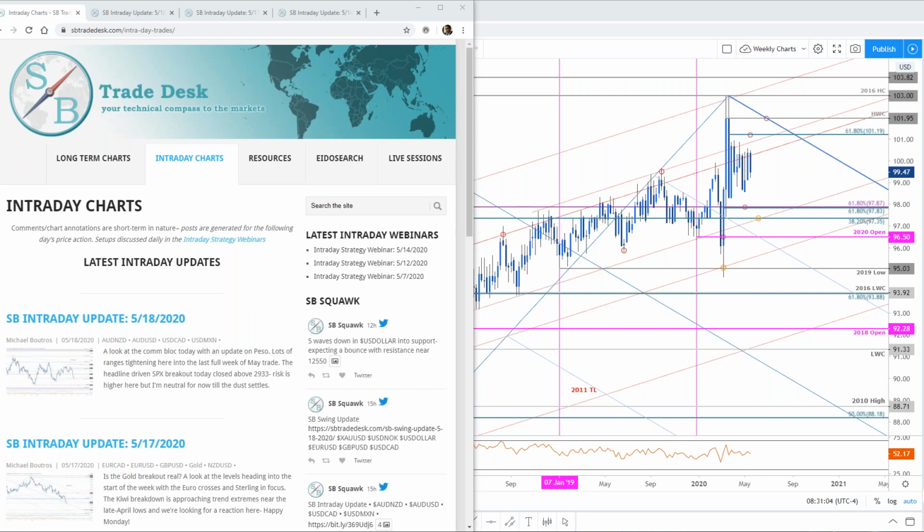I do want to hit the SPX because I don't know if the Petes are in the room today, but there is certainly an interesting reaction that we're getting at a level here I want to take a look at.